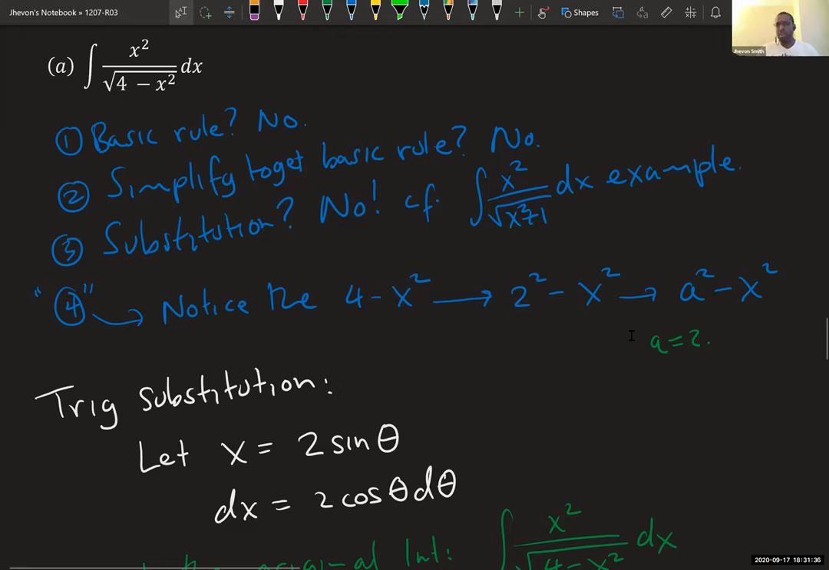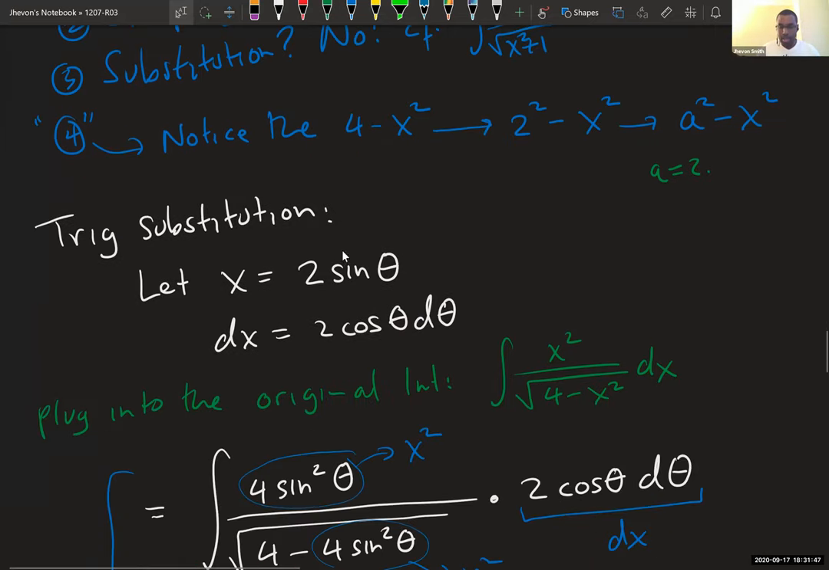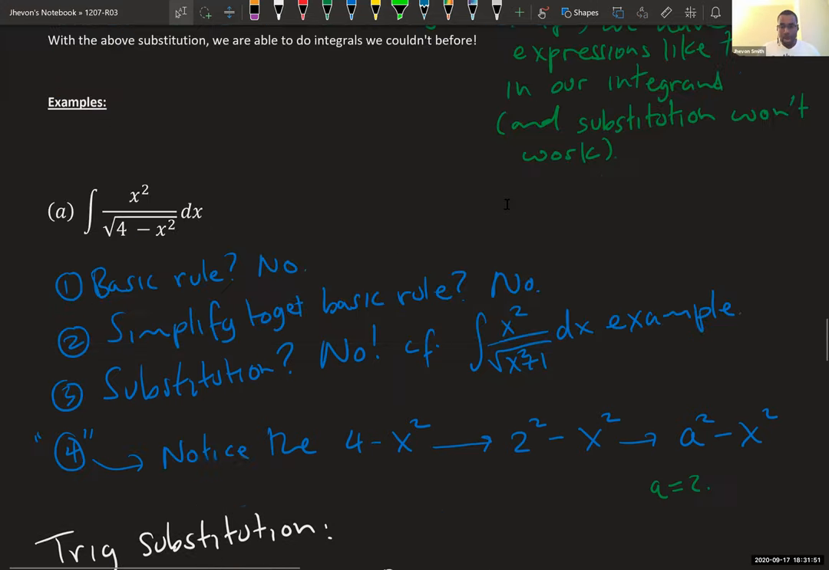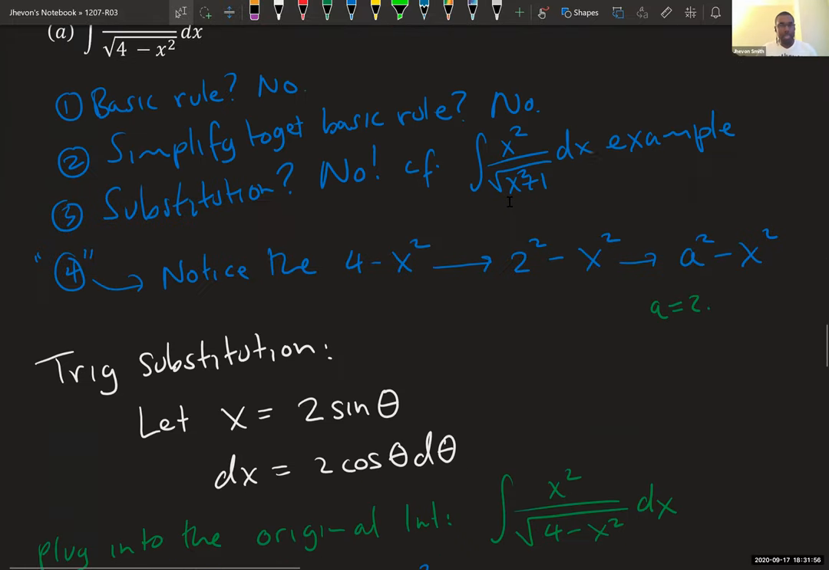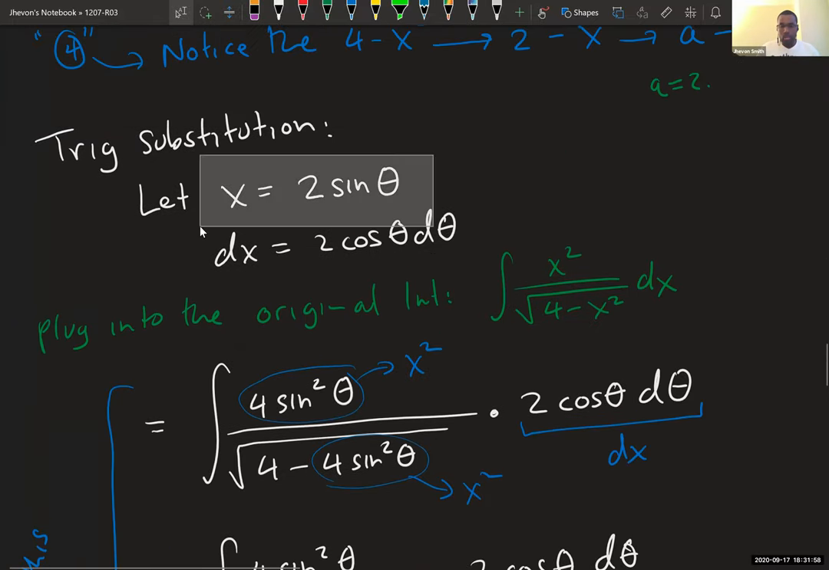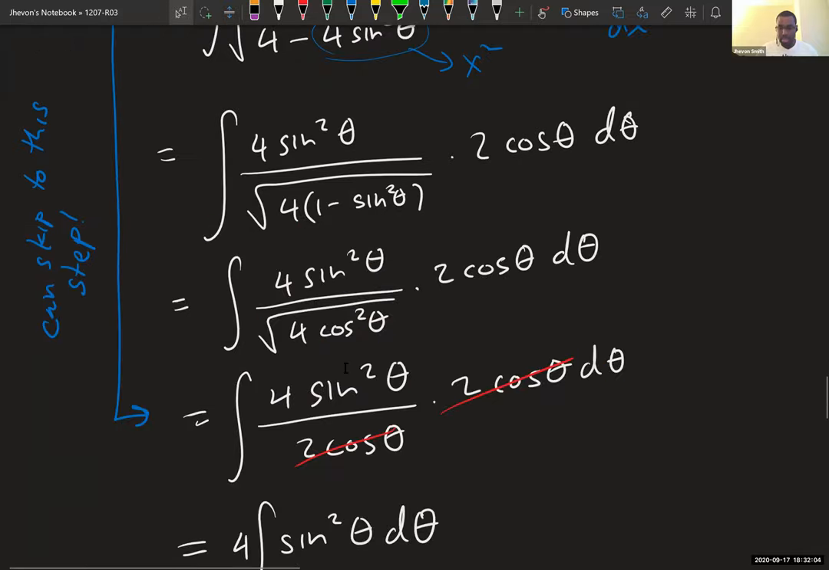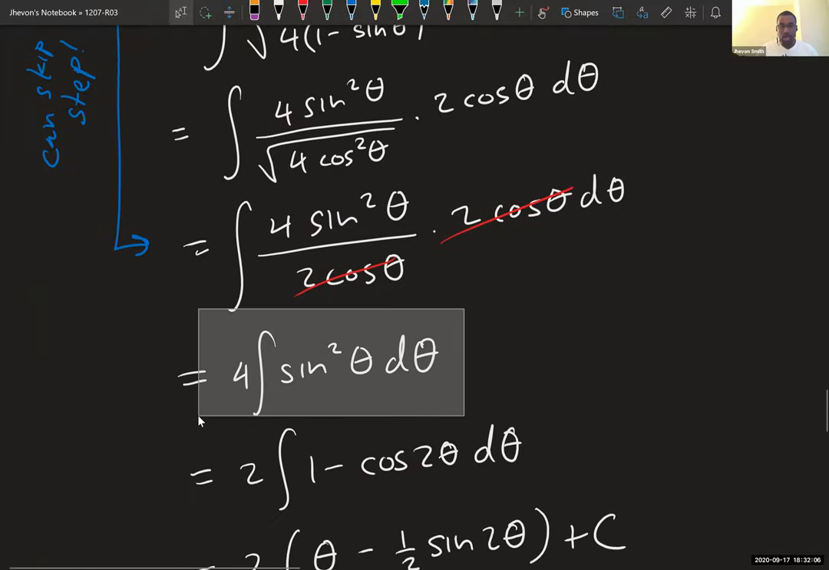Integration by parts, what would the parts be? It's very complicated. However, you realize that there's an expression for a constant minus x squared. I can think of that as some constant squared minus x squared. And so now I start thinking about the sine function, right? Why? Because I know this table and I now know the technique called trig substitution. So this is something I would think. Going in with x equals a sine theta, where my a in this case is 2, that tells me that's my dx, and when I plug it into this integral, I can simplify it into some trig function.